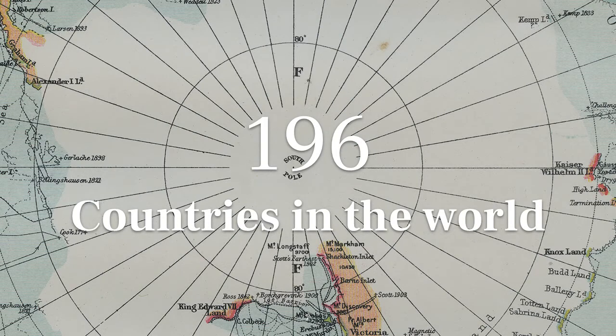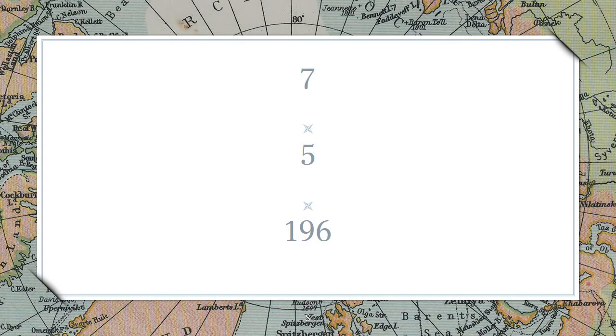Do you know how many countries there are in the world? Yes, there are 196 countries in the world. So let's revise. We got three numbers through this video: 7, 5, and 196. What are these numbers? Yes, we already know it. We have 7 continents, 5 oceans, and 196 countries in the world.